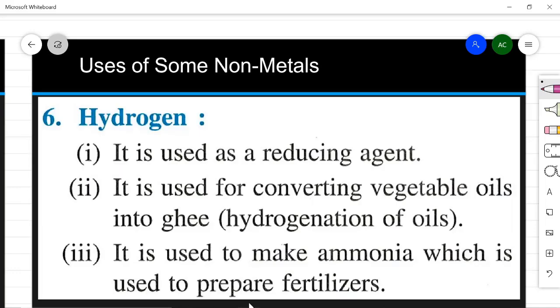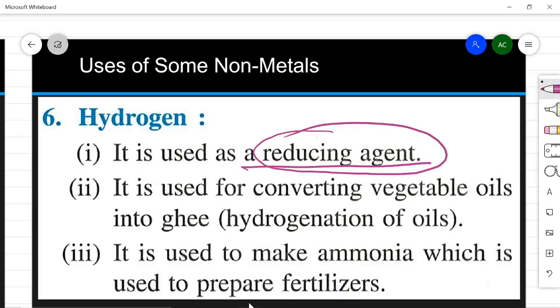Another non-metal is hydrogen, and it is used as a reducing agent. What is a reducing agent and what is an oxidizing agent? This you will study in higher classes. In class 8th, you will be studying about oxidation and reduction. Here you have to just learn the term reducing agent, and you should understand what a reducing agent is. A reducing agent is an element or a compound that loses an electron. तो जो खुद इलेक्ट्रॉन को लूज़ करेगा, तो हाइड्रोजन इलेक्ट्रॉन को लूज़ करता है, इसलिए वो रिड्यूसिंग एजेंट है, क्योंकि वो दूसरे को रिड्यूस करने में हेल्प करता है.